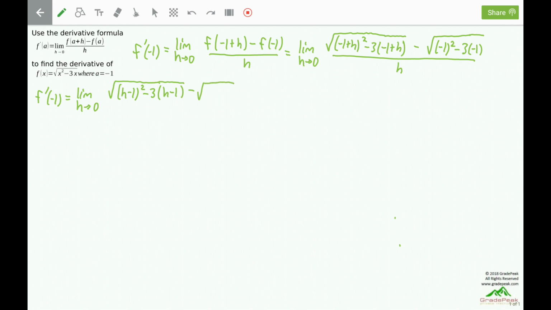And that will give us a negative 1 squared, which is a positive 1, and then a negative 3 times a negative 1 is a positive 3, all over h. So we have limit as h goes to 0 of the square root of h minus 1 squared minus 3 times h minus 1, and then minus the square root of 4, which I'll actually evaluate to be a 2.